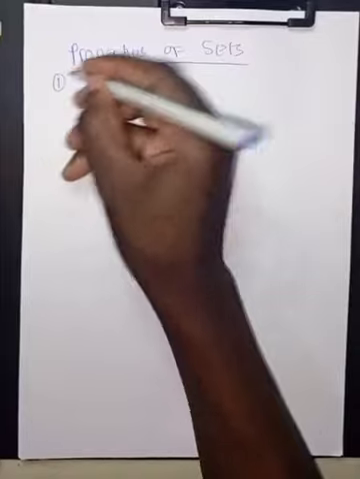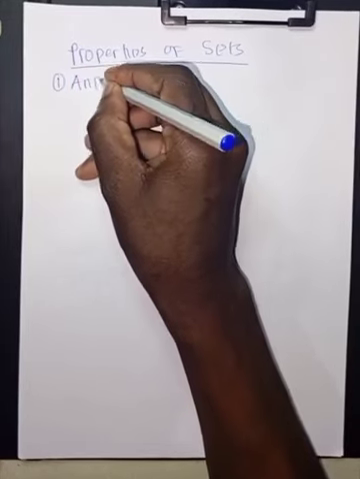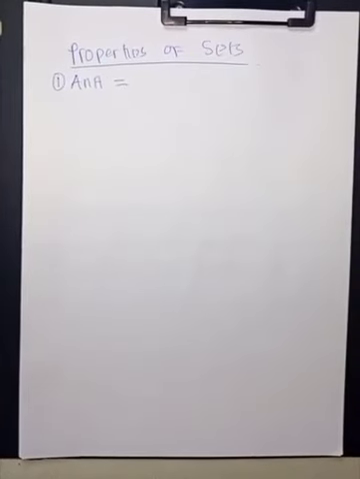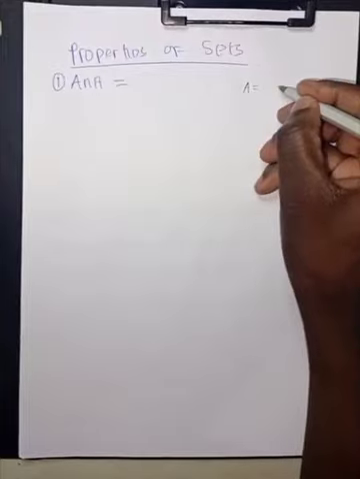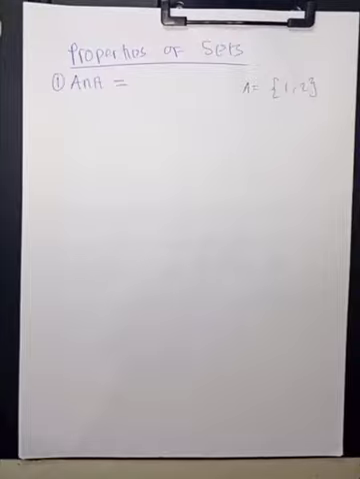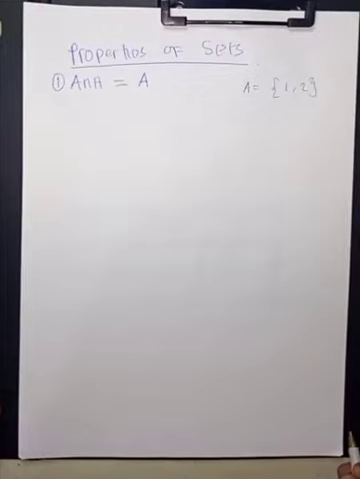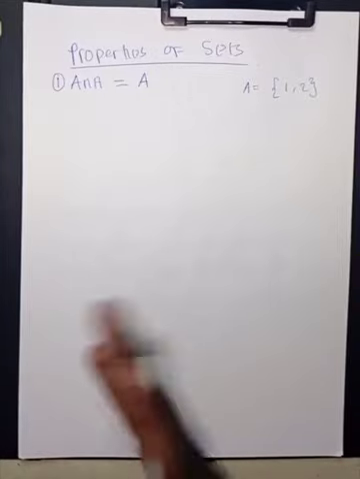So the first property is, if I have A intersection A, what would be the answer? Meaning, what could be the intersection between set A and set A? If we give an example, if our set A is 1, 2, what could be A intersection A? It's basically the same set A. So if we intersect the set with itself, the answer is basically the same set.